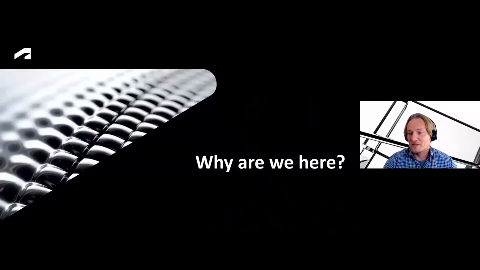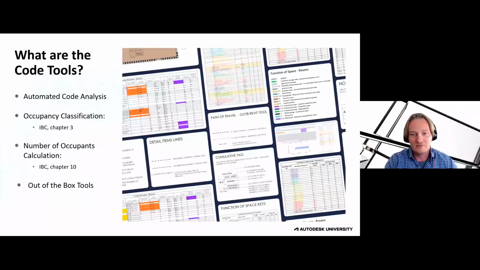Okay, so why are we here? I'll just go ahead and kick us off. In this class, we will be focusing on the implementation of automated code analysis and documentation within Revit, including occupancy classification, which is covered in the International Building Code, Chapter 3, and the number of occupants calculation, which is driven by Chapter 10. We will cover a bit about how Evolve Lab has created a package of custom components that we've named code tools.